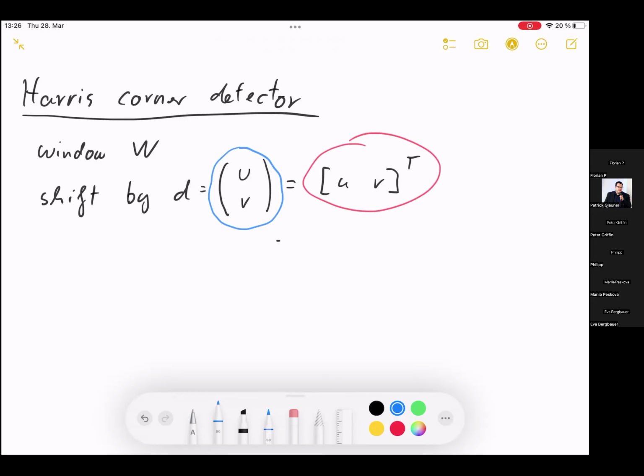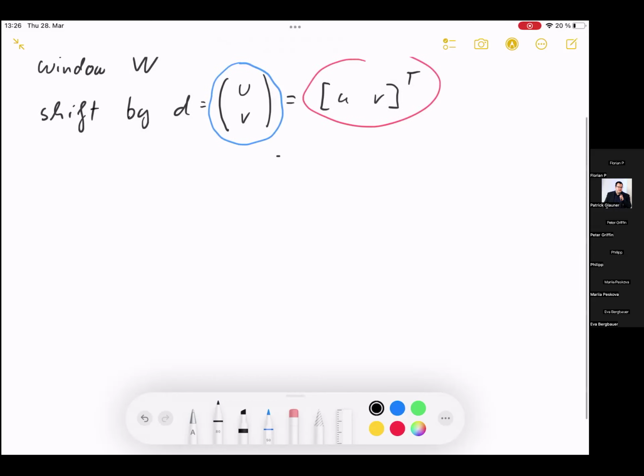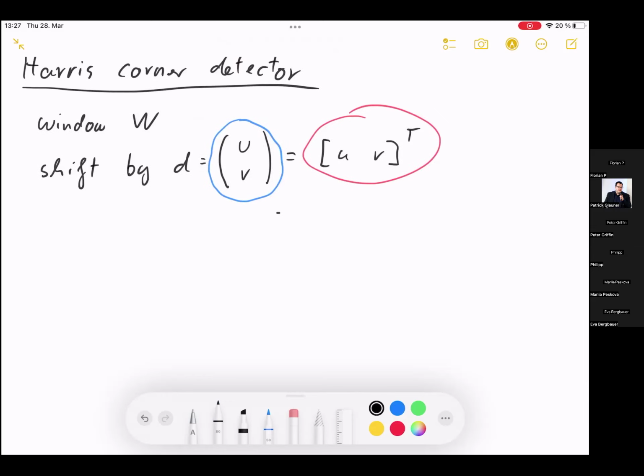And what I want is, I have my window that I can move around in my image. And the images are all now grayscale images. And I have a function E that describes an error, or some value. Yeah, we could call it an error or just a difference. Maybe difference sounds better.